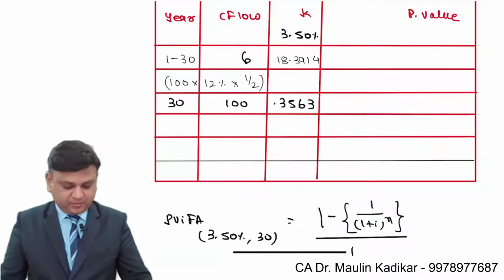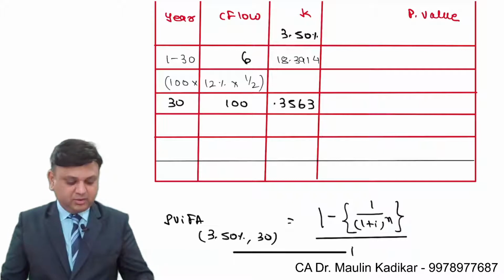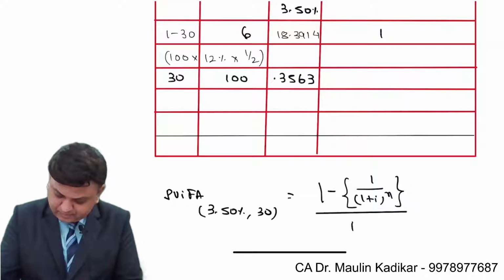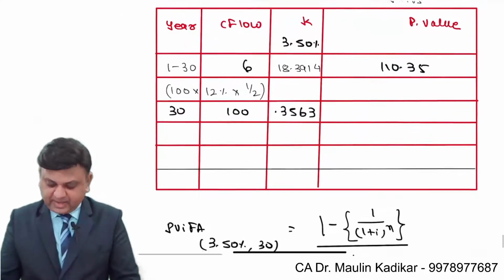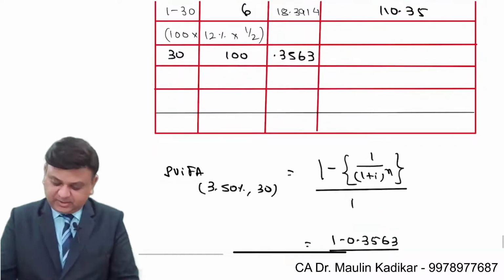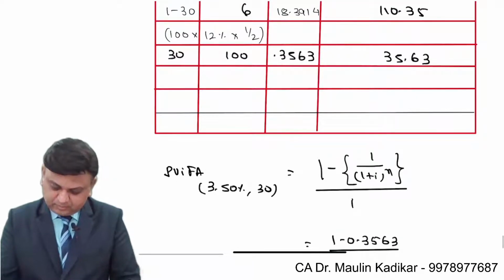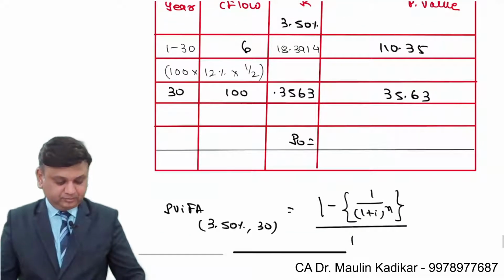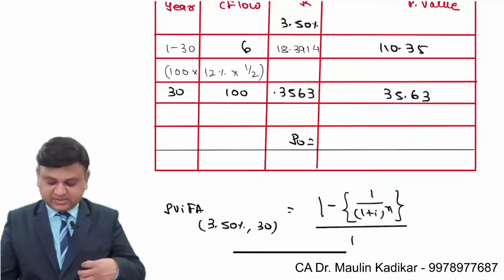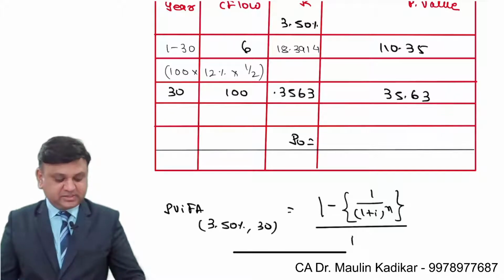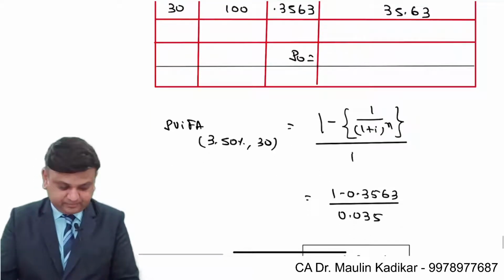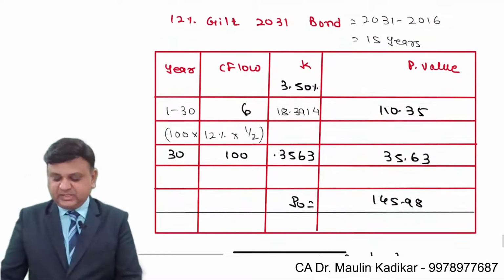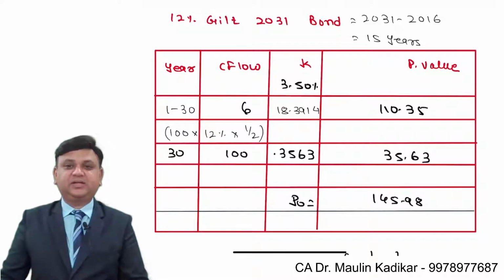So 6 into 18.3914, so 110.35. And in the last year it is 35.63. And that will be useful to calculate the P0. 110.35 plus 35.63, so 145.98. That is the way the P0 is calculated. Please take down the answer.